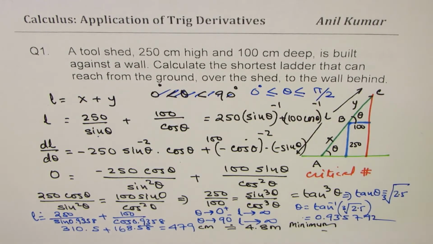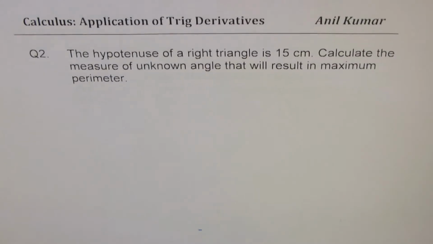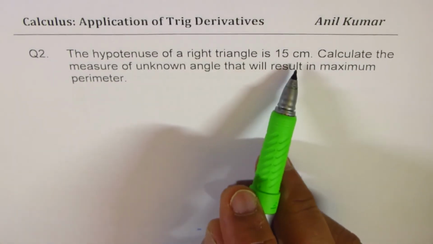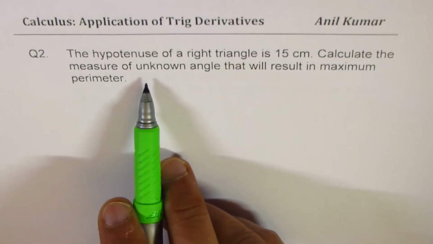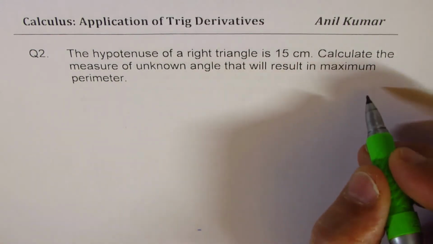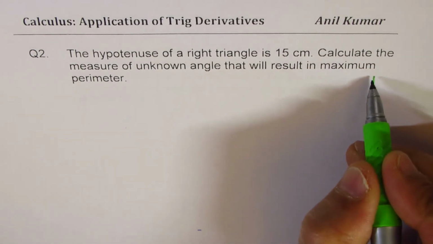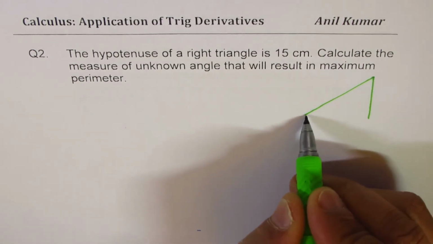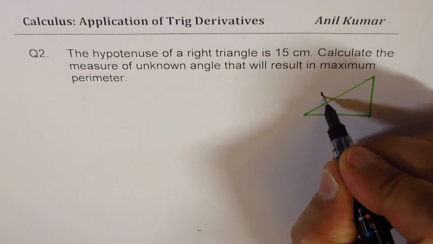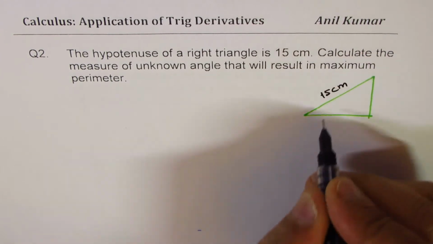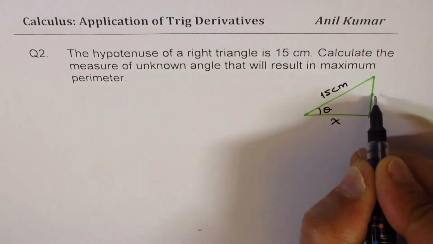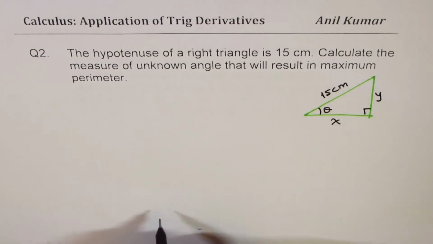Now let's move on to question number 2. The hypotenuse of a right triangle is 15 centimeters. Calculate the measure of the unknown angle that will result in maximum perimeter. So let's sketch our triangle. This is a right triangle with hypotenuse 15 centimeters. Let the angle be theta, this side be x and the other side be y, right? So that's the right angle triangle.